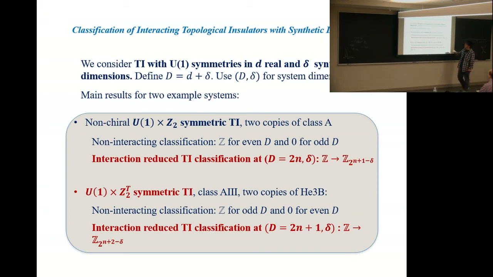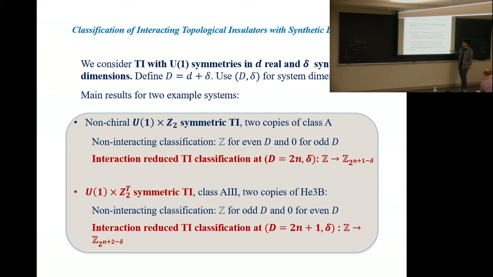So the other example we started is the U1 direct product Z2T symmetric TI. So this actually is just a 2 copy of hidden 3B if we are in 3-dimensional space. Okay, we have 3-dimensional space. So this example is more familiar to condensed matter because that's more realistic. It's 2 copies of hidden 3B.